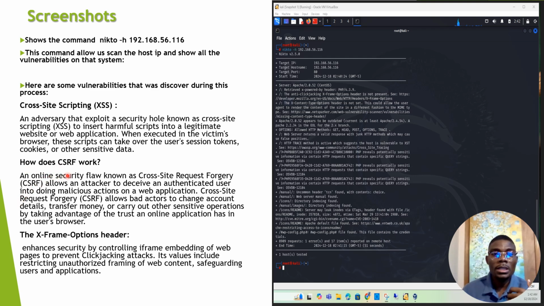So we also look at CSRF. What does it do? It outlines security flaws known as cross-site request forgery, allowing an attacker to deceive an authenticated user into doing malicious actions, right? So we look at taking advantage of the trust of an online application. We were also able to discover the X-Frame-Options header, which enhances security by controlling the iframe embedding of the web page.